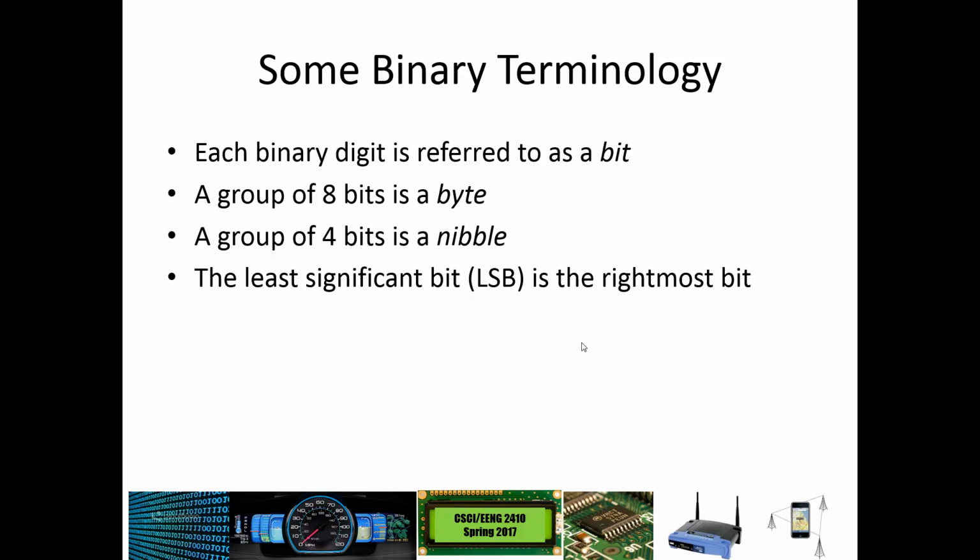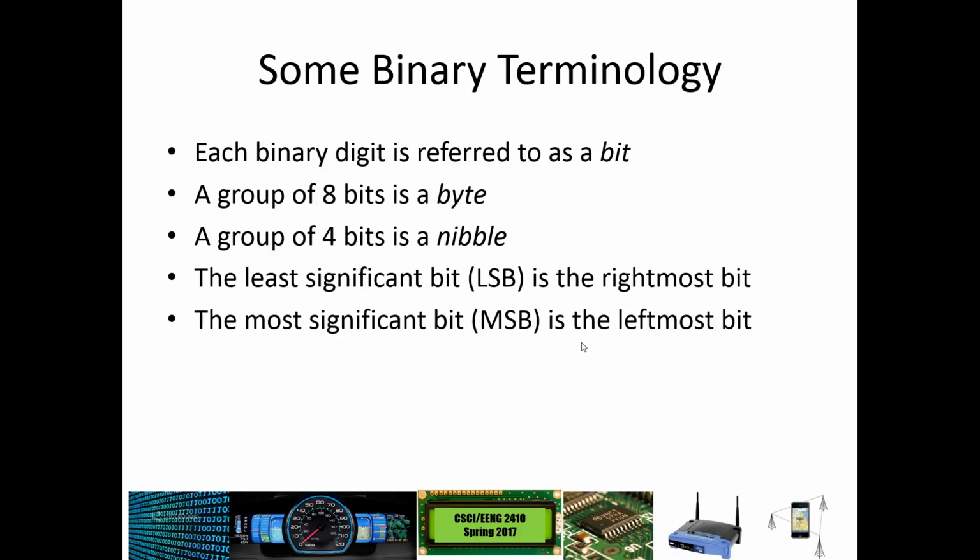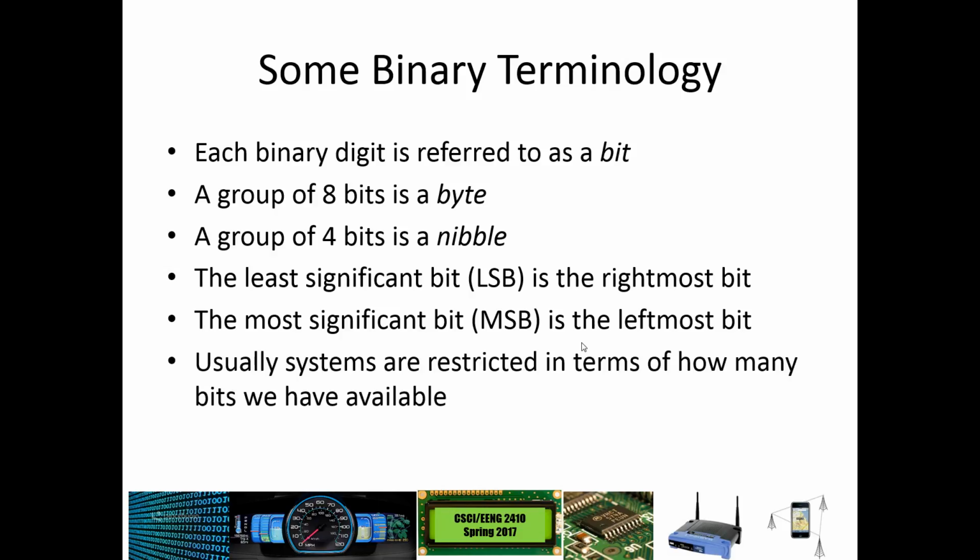And there's also a least significant and most significant bit. So the rightmost bit is your least significant bit, and your leftmost bit is your most significant bit. And that's all about place value. The bit that is furthest to the left is given the highest power of 2 that's available. The bit that's furthest to the right is typically your ones place, and it has the least significant place value.